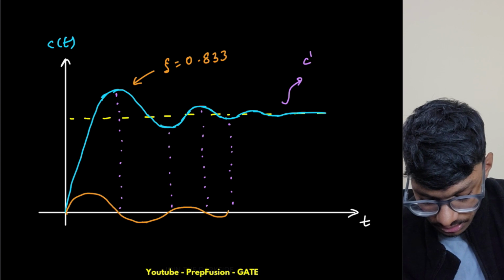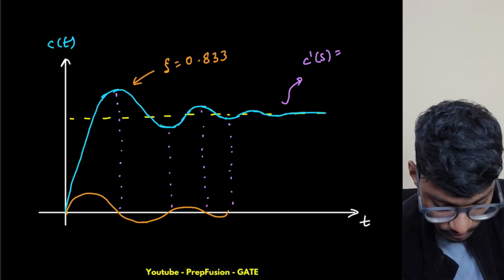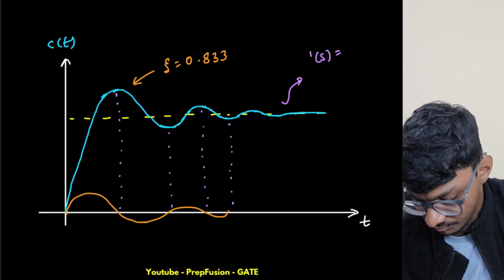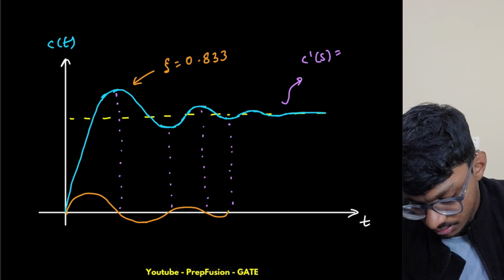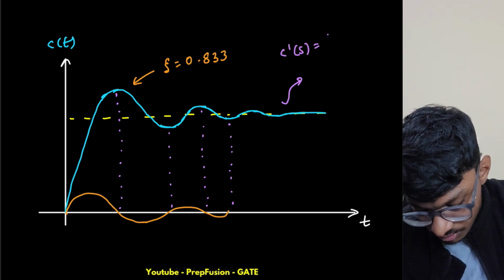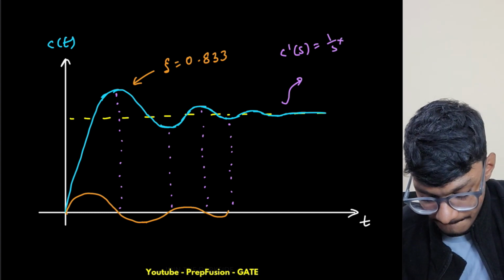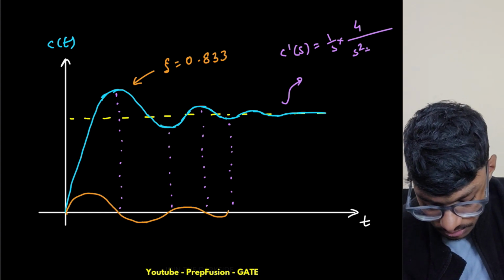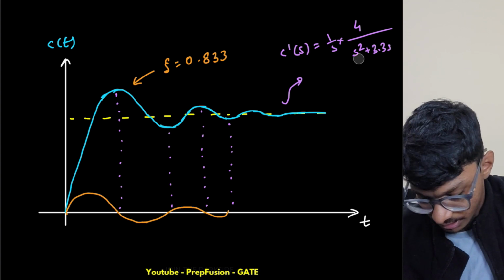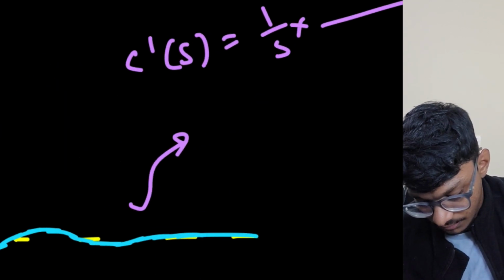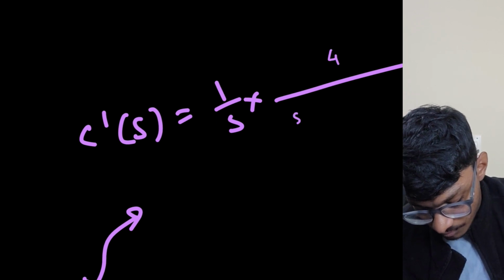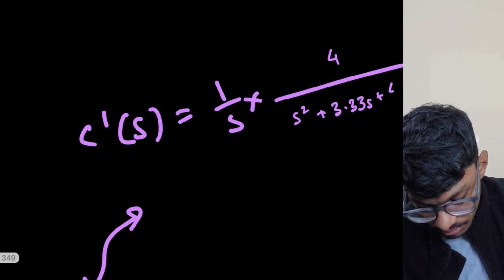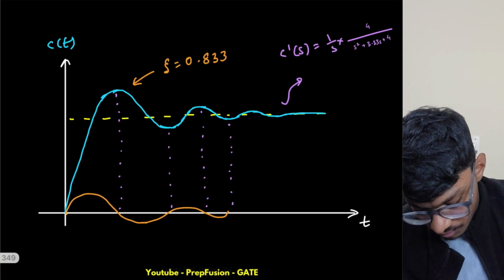Let me name this C dash of s. It is simply the response of 1 over s, like unit step, into simple 4 upon s square plus 3.33 s plus 4. Let me write this in small letters, else this will be very hectic.